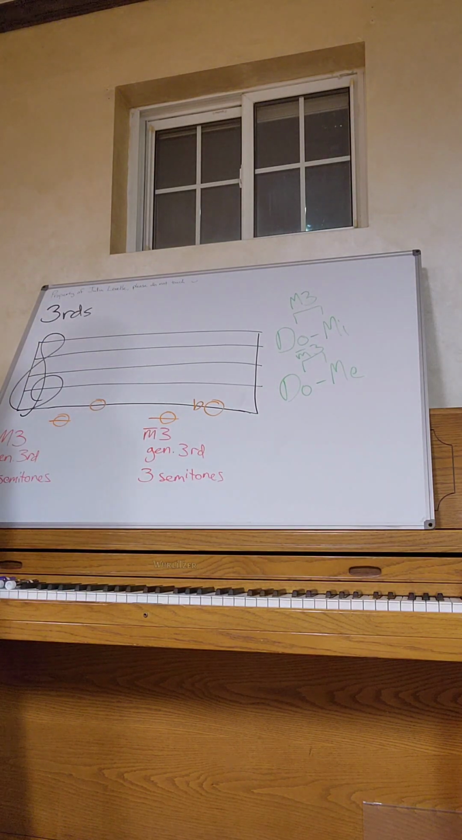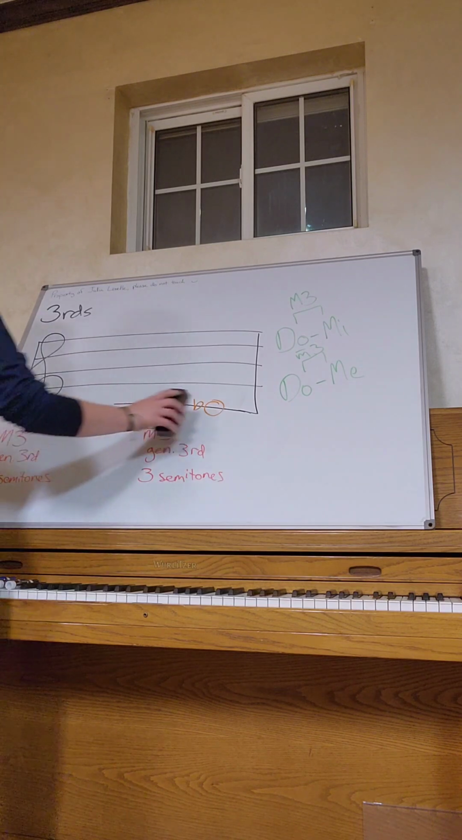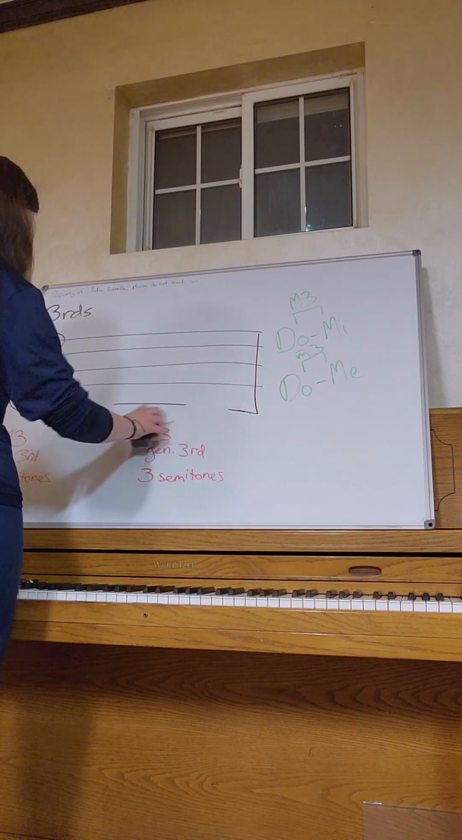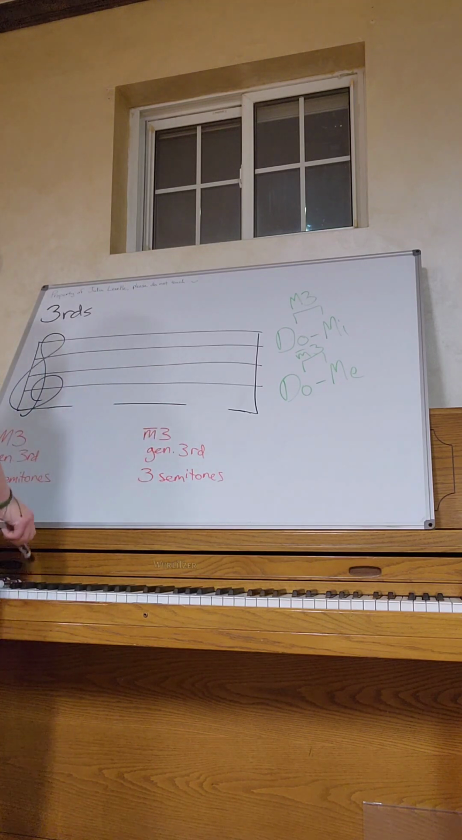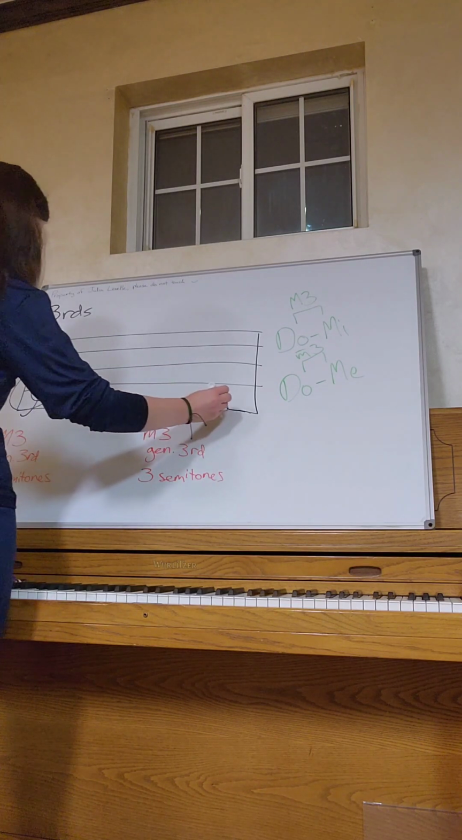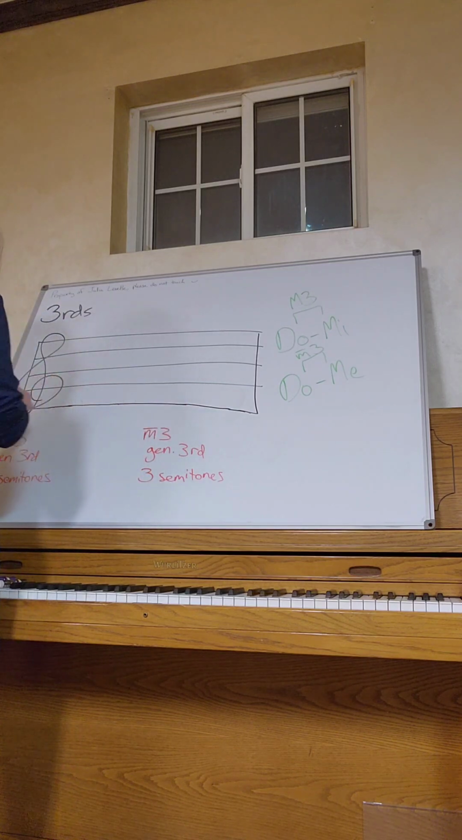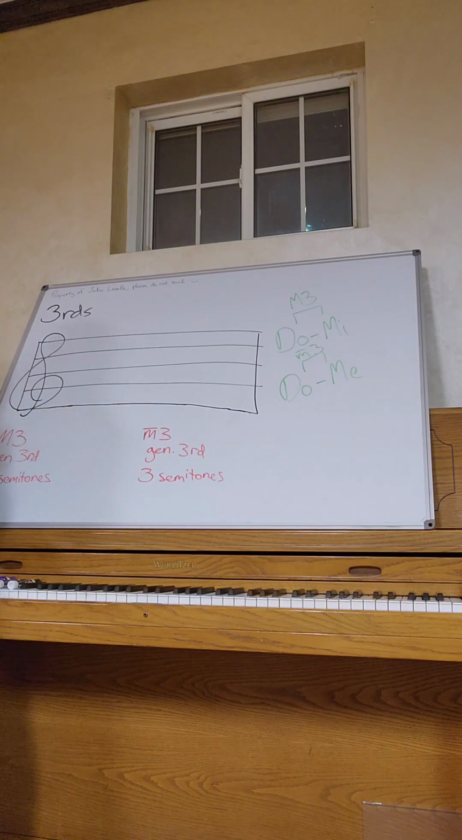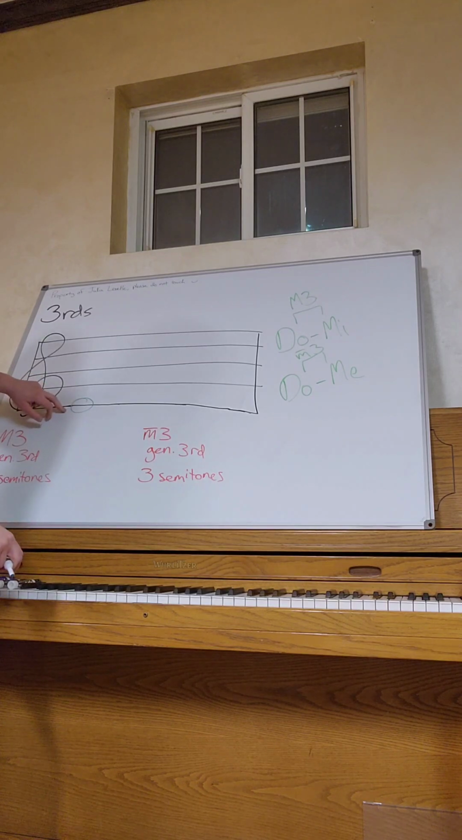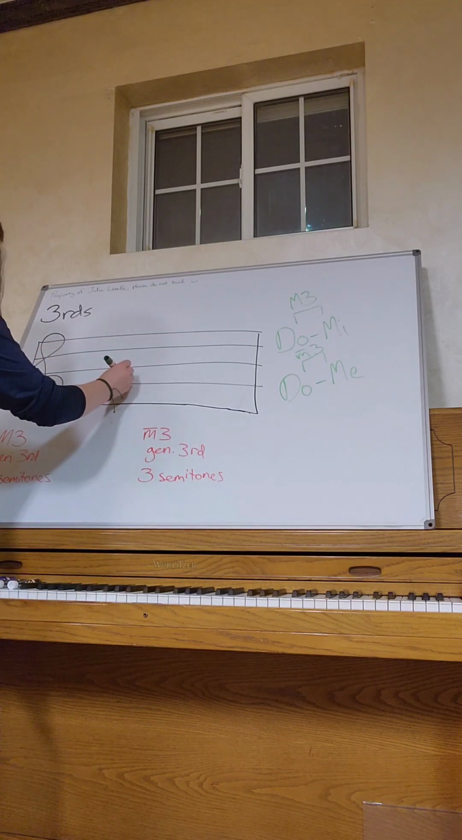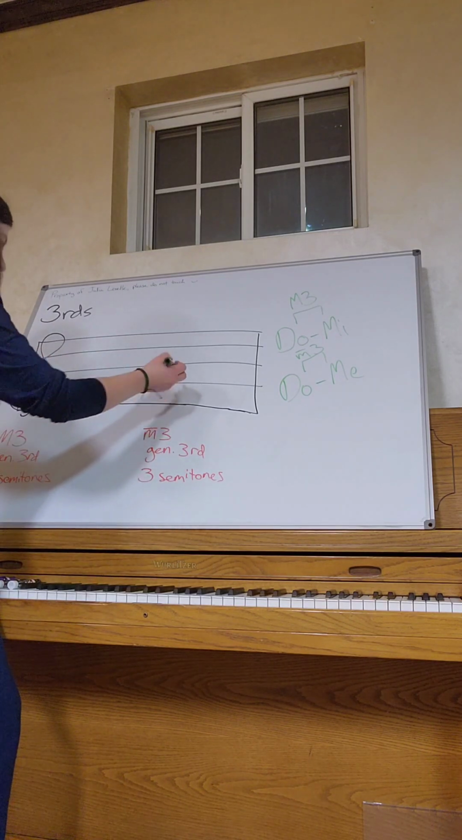Let's look at another example. Fill this in. Another color. So, E. What is a major third from E? So, I know that it's going to be occupying the line. Let's put it over here as well.